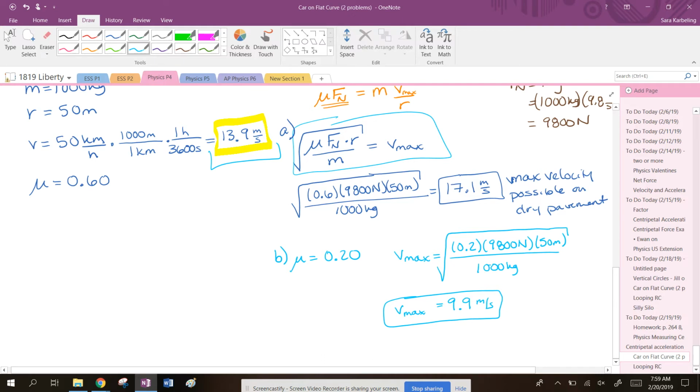That means, friends, that on the icy surface, if you were trying to drive 50 kilometers per hour, you would not make it around that curve. Okay? Hopefully that makes sense.